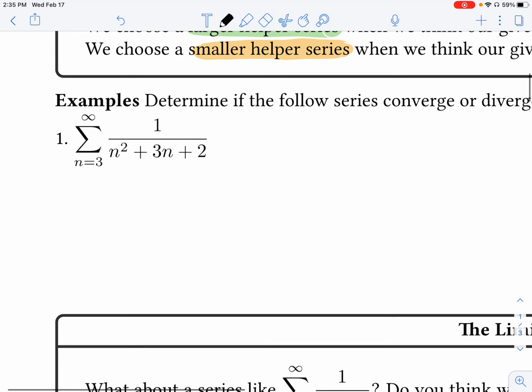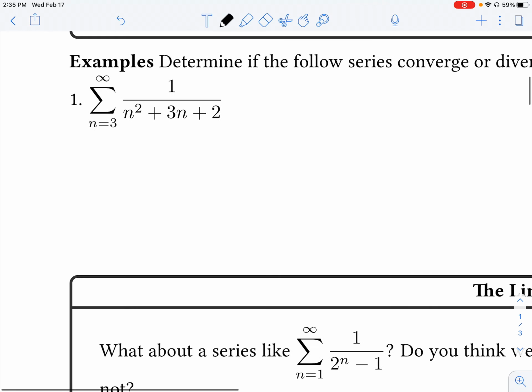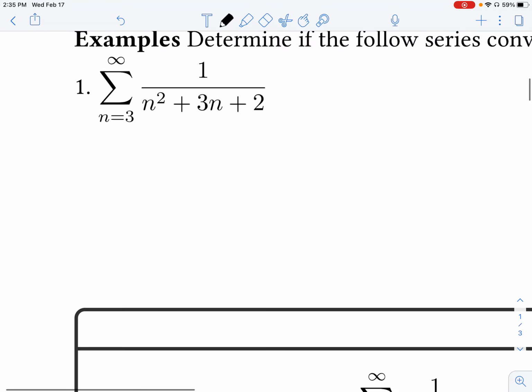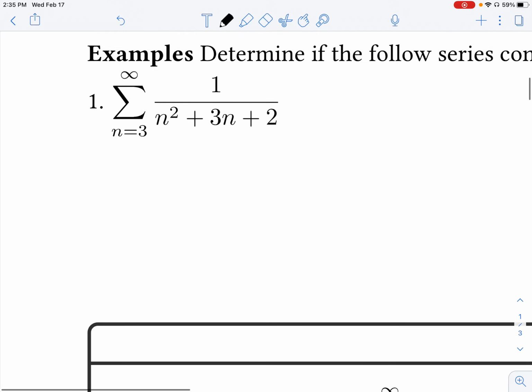Let's try example number 1. Well, looking at this, the first thing we want to ask ourselves is, all right, do we think that this series is going to converge or diverge? Well, my sense should be that this series converges. As our denominator gets larger and larger, it would make sense that your subsequent terms would approach 0. So I'm going to compare this to another series that I know for sure converges, okay? But more importantly, I want to choose a series that I know converges, but also is going to be quote unquote larger than this one.